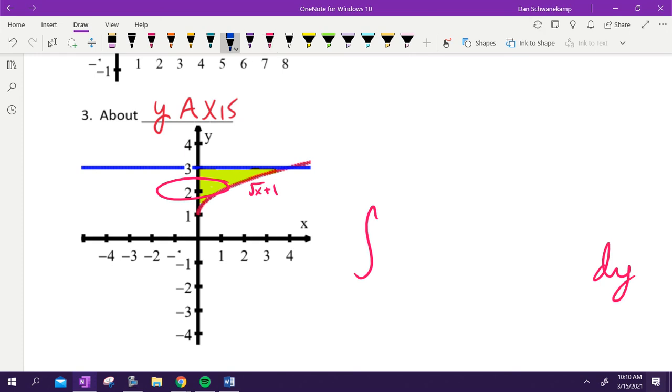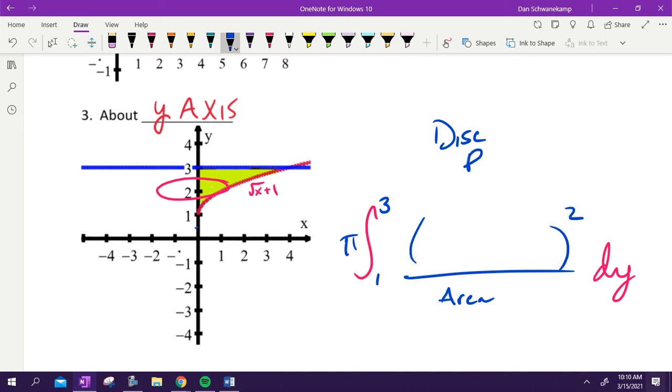Okay, how do I find volume? By integrating the area. My bounds go from 1 to 3, top to bottom, or those are my y values, 1 to 3. Is this a disk or a washer? This is a disk problem. It's a disk because there's no space in between. So all I need is pi r squared.